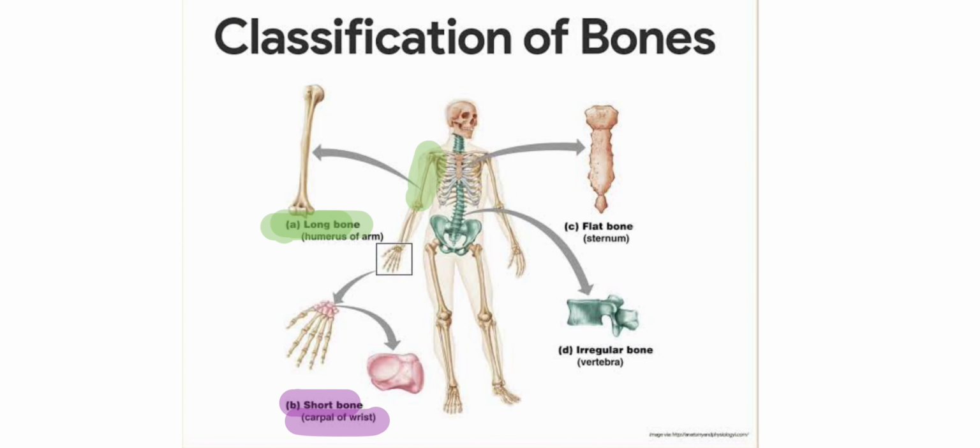Third type of bones is flat bone. Flat bones are made up of a layer of spongy bone between two thin layers of compact bone. Examples include the skull and sternum. Flat bones have marrow, but they do not have a bone marrow cavity.